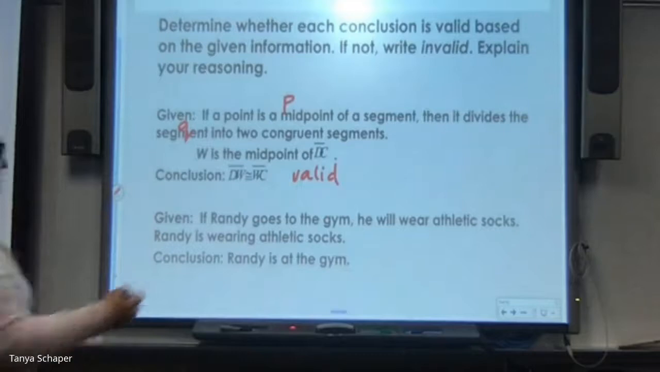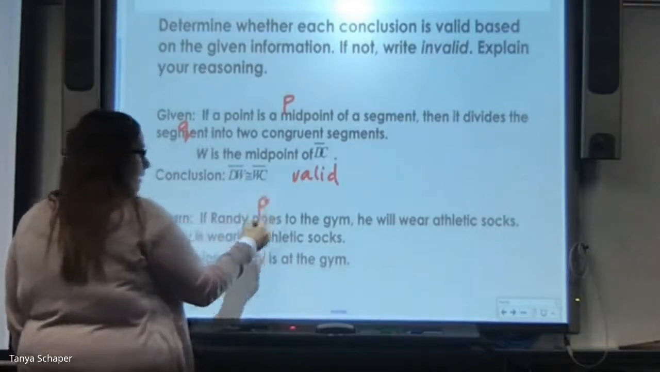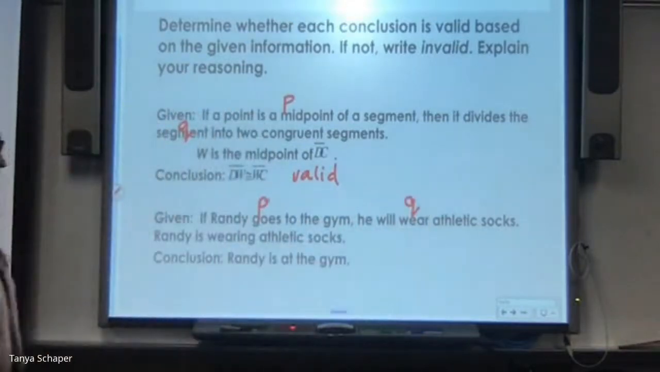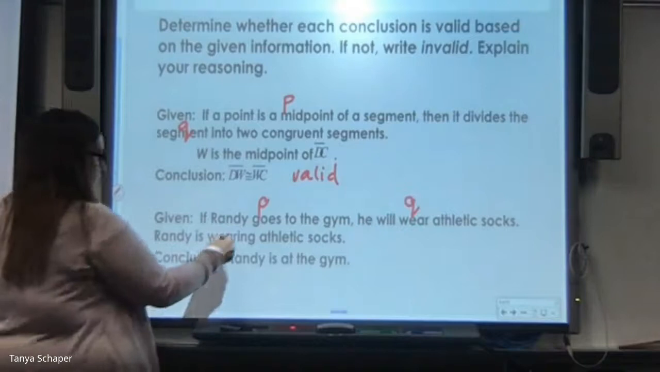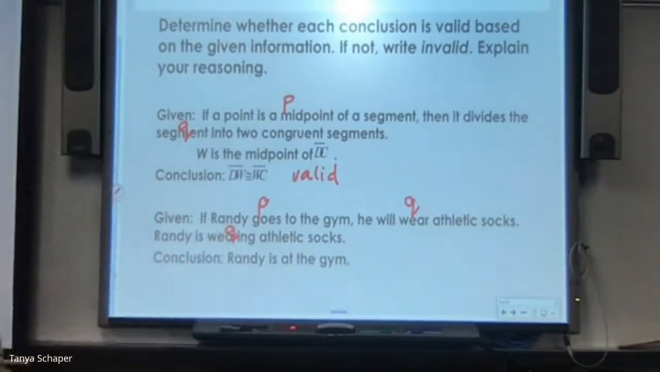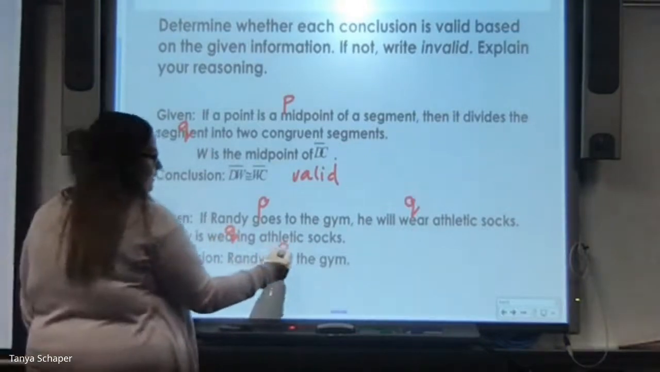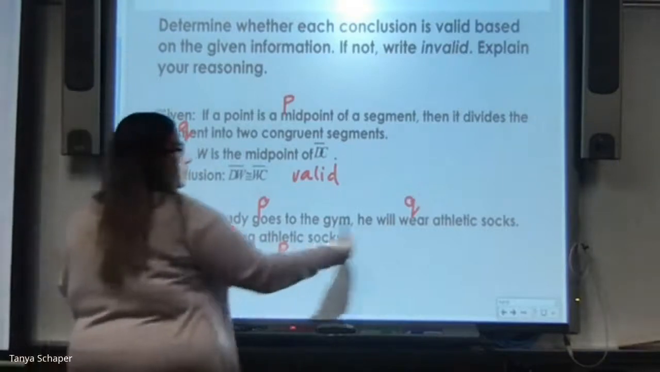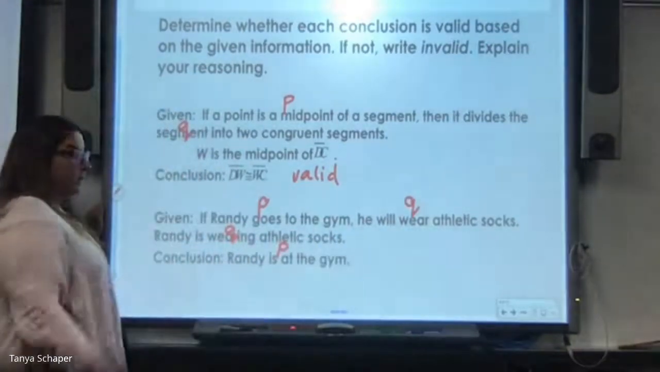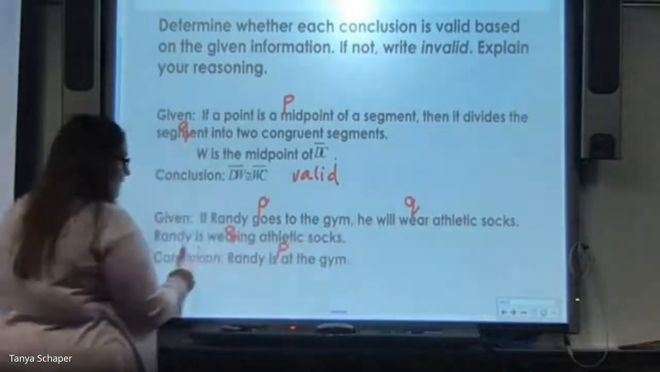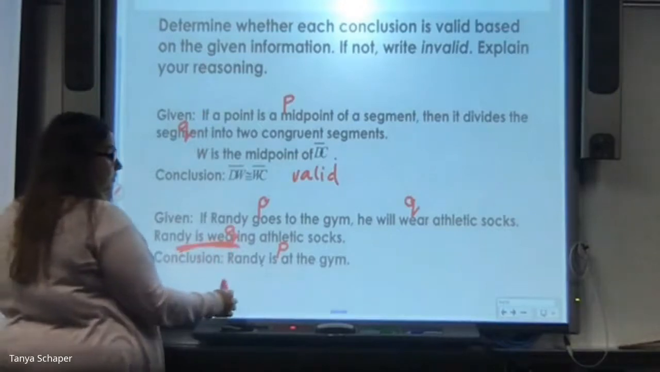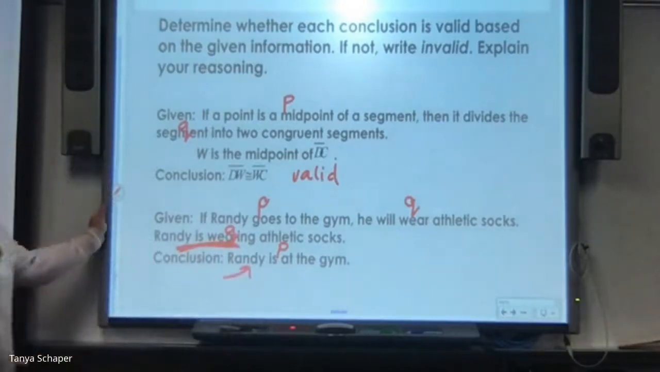If Randy goes to the gym, he will wear athletic socks. Randy is wearing athletic socks. Randy is at the gym. This one does not create a valid conclusion. It is invalid because it doesn't follow the pattern that we need. If P, then Q. This needs to say that Randy is at the gym. This one should then say that he's wearing athletic socks.